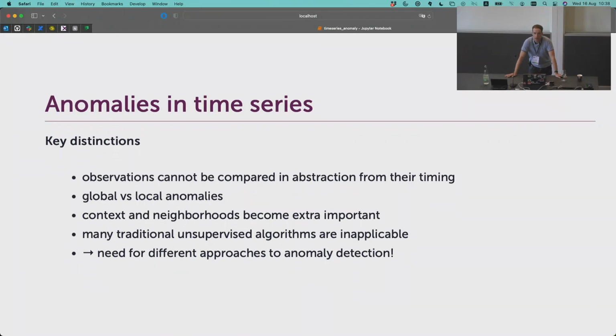So let's summarize what are really the key distinctions for time series specifically, right? In this case, we have the timing component, and all the observations can no longer be considered in abstraction from this, right? So I cannot really compare values in July with values in January. The context is too important, and in fact, those are no longer independent observations.